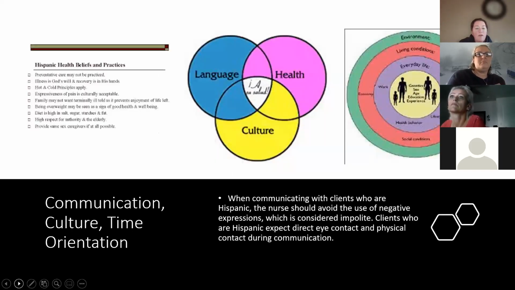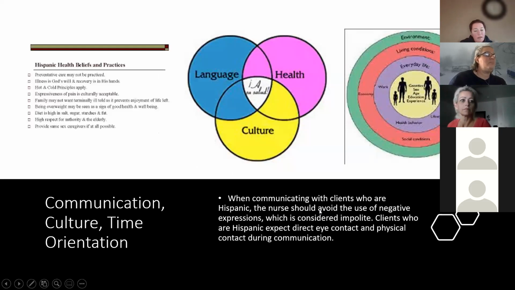Okay. And then when we look at our Hispanic communication, avoid the use of negative expressions because they find that impolite. They like direct eye contact, and they will like physical contact during communication. Does anybody know a culture that's opposite of this, where they do not look you in the eye and they do not want you touching them? Isn't that Oriental? Yeah, Asian.